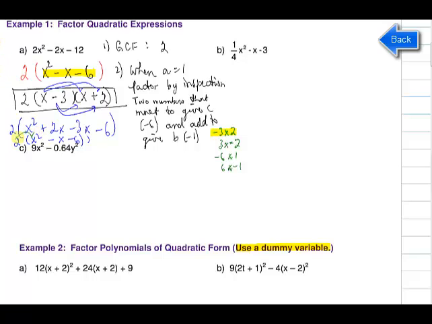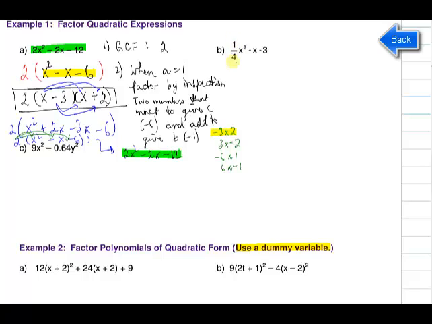So you're going to go 2 times x squared, times negative x, times negative 6, and I'll just write that here. You are going to get 2x squared minus 2x minus 12, and notice it matches your original question. Oh, sorry, this should be 12. Okay, and it matches your original question, right? Okay, so we're done on that one.